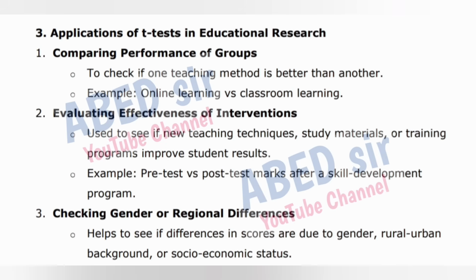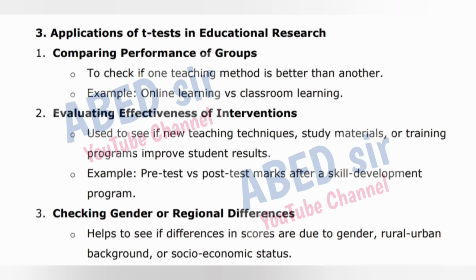3. Applications of t-tests in educational research. 1. Comparing performance of groups. To check if one teaching method is better than another. Example, online learning versus classroom learning. 2. Evaluating effectiveness of interventions. Used to see if new teaching techniques, study materials, or training programs improve student results. Example, pre-test versus post-test marks after a skill development program.